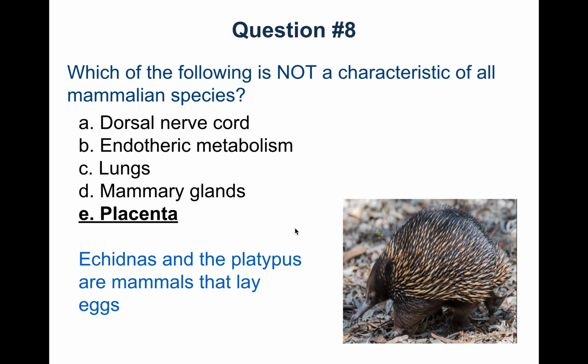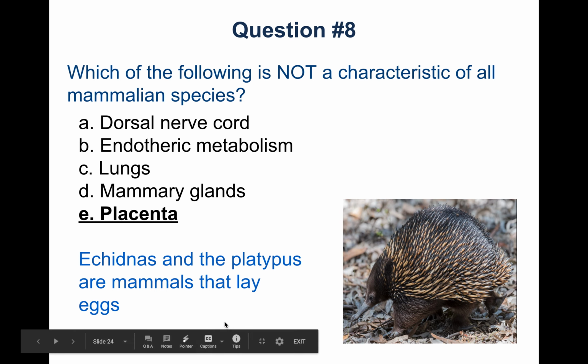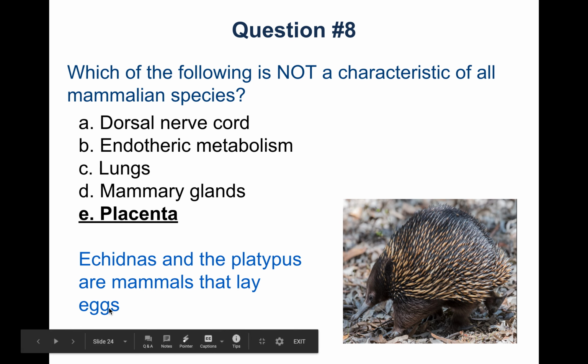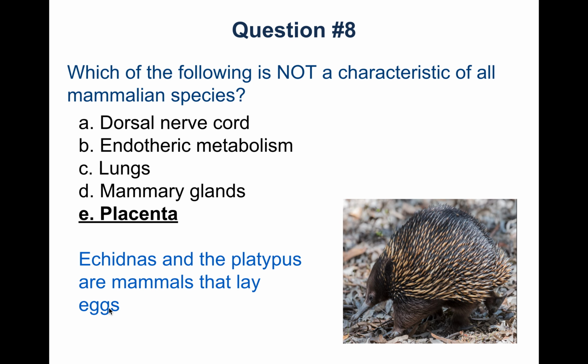So most mammalian species do actually have a placenta, although there are a few exceptions. So the echidnas and the platypus. All right, these are mammals that actually lay eggs. They don't have a placenta like typical mammals. They are the exceptions.